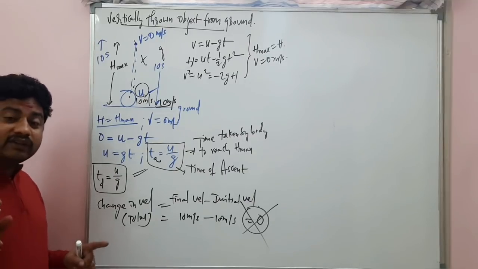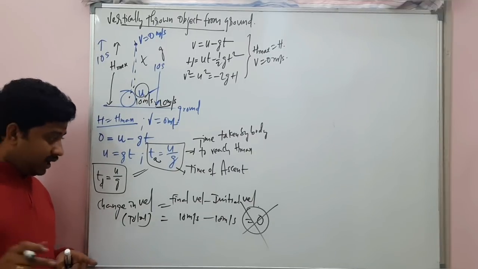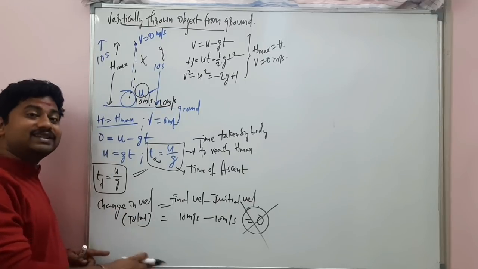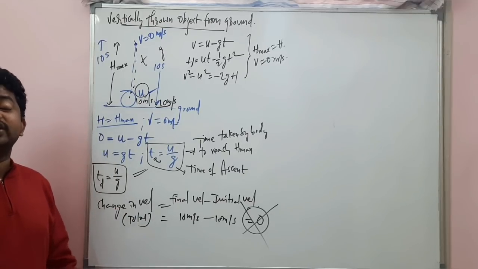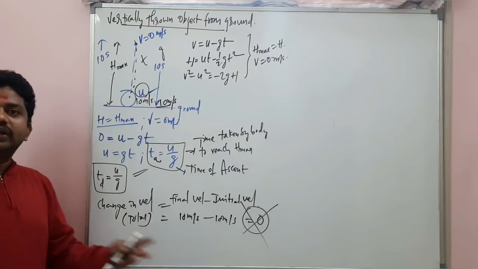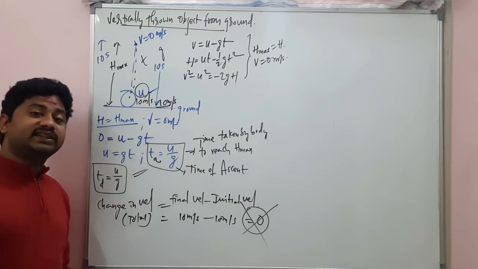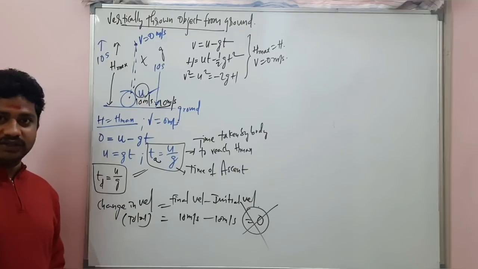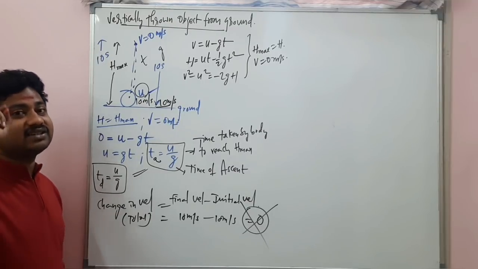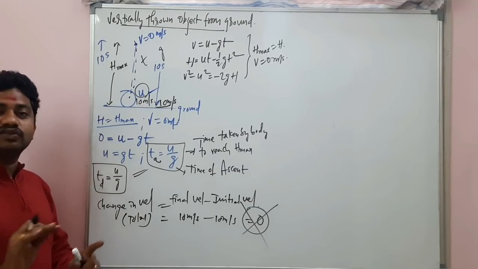Okay, what we have discussed: change in speed may be 0. So change in speed is 0, because no direction is involved. Change in velocity, there is a direction involved, my dear students, right? As there is a direction involved, change in velocity is not 0.